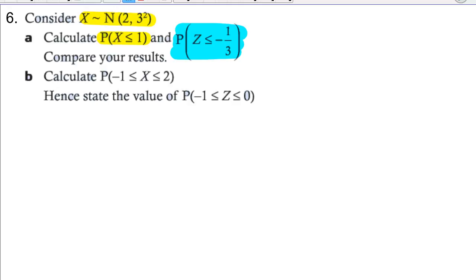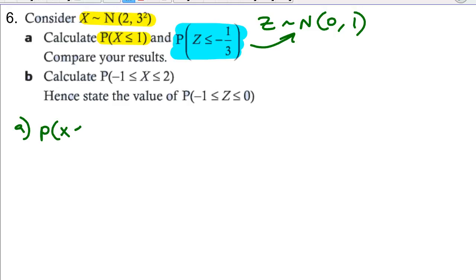So I'll say Z is normally distributed with parameters 0 and 1. All right. So this is for that, and this is for that. Okay, so let me start with A. Probability that x is less than or equal to 1.